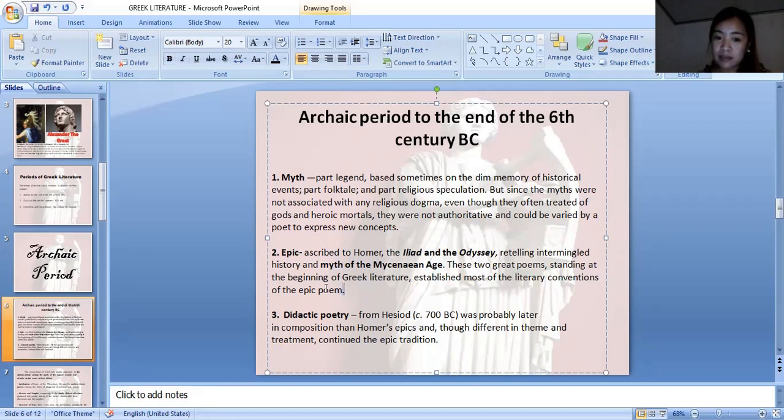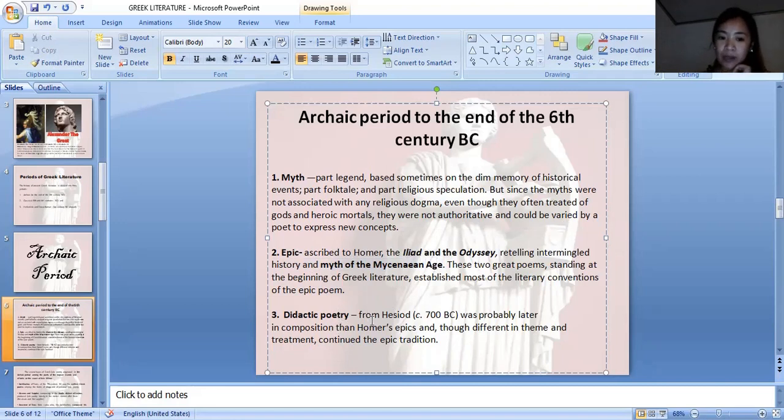So ano daw ang basis hanggang ngayon ng mga epic poem? Kumbaga ano yung dalawang foundation ng epic poem? Those are the Iliad and the Odyssey, and the myth of the Mycenaean age. Huwag kalilimutan. May dalawa na akong assignment.